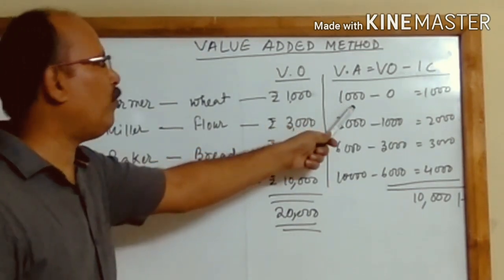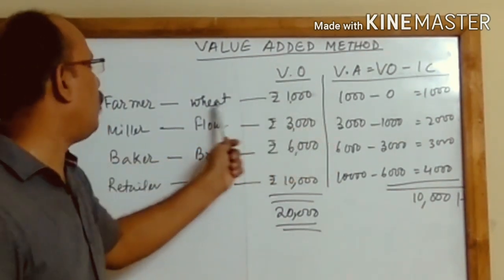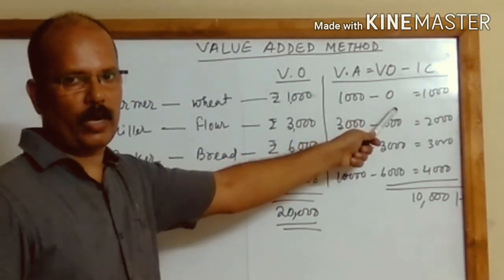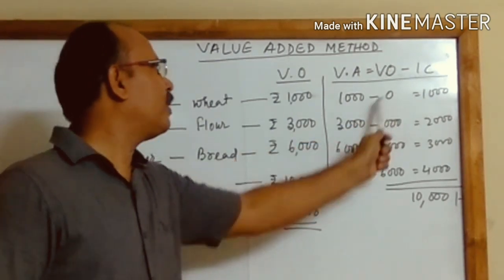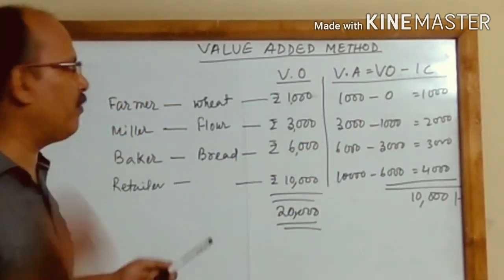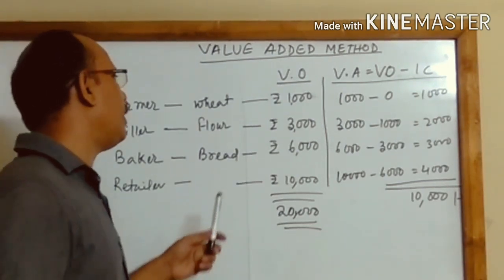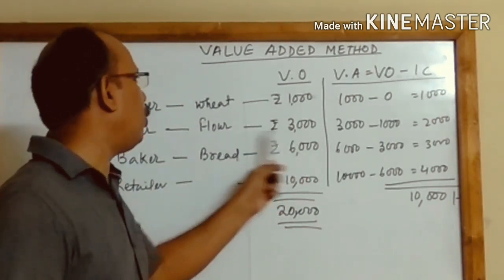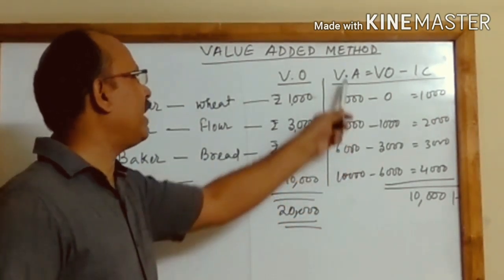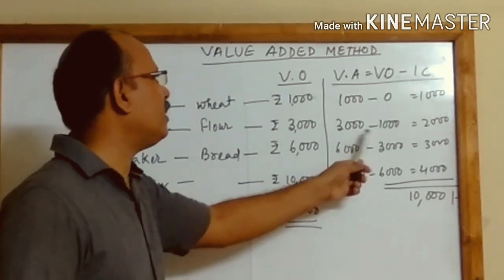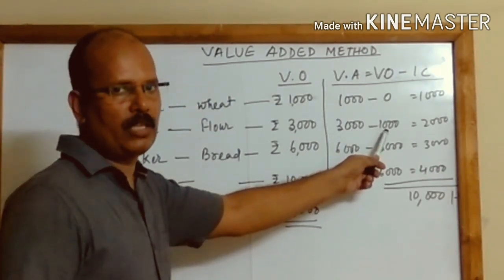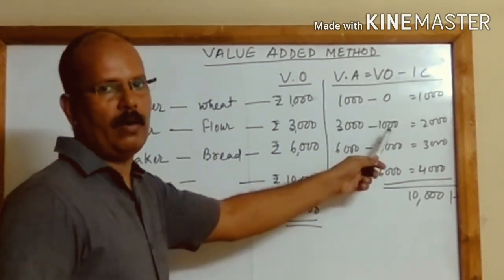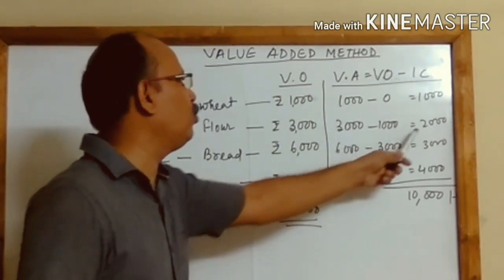In the initial stage, the value of output is 1000 rupees. The value of wheat is 1000 and intermediate cost is 0, because we have assumed that the cost of production of the farmer is 0. So he is getting 1000. The farmer has added a value of 1000 rupees in the production. Then the miller, what is his value of output? He has sold flour at rupees 3000. So his value added will be 3000 minus the intermediate cost of 1000, because during his production he has spent 1000 rupees and that is his intermediate cost. So he has added a value of 2000.